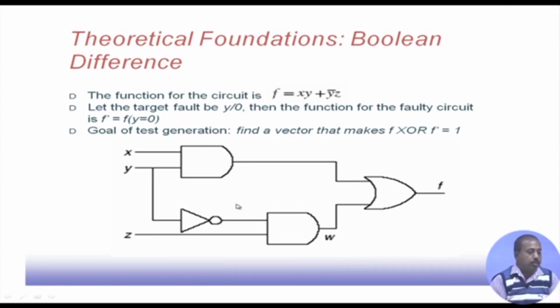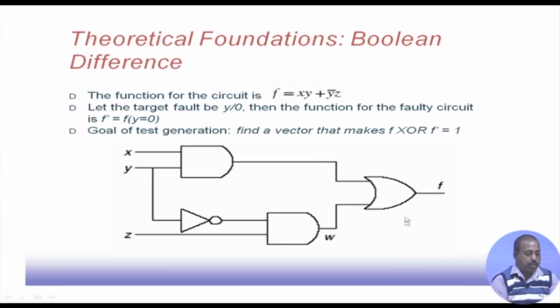Now, suppose we are targeting the fault y stuck at 0. Then the faulty function for the faulty circuit is f dash, which is a modified version of f with y equal to 0. If this modified circuit is f dash, then the goal of the test generation is that under this faulty condition, this f XOR f dash output should be equal to 1.